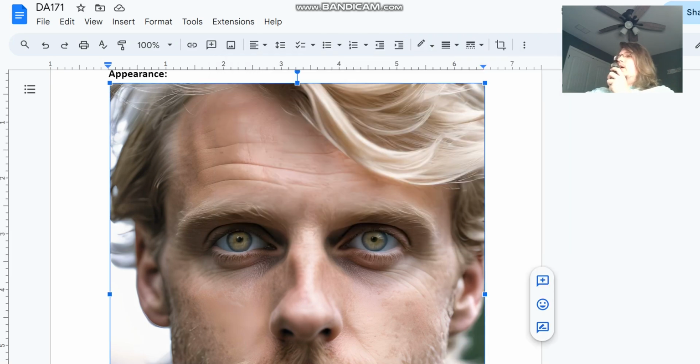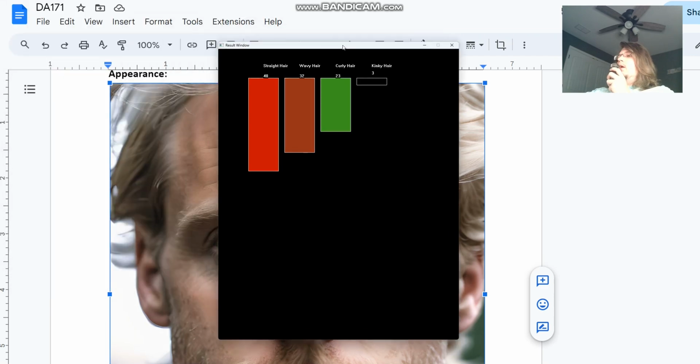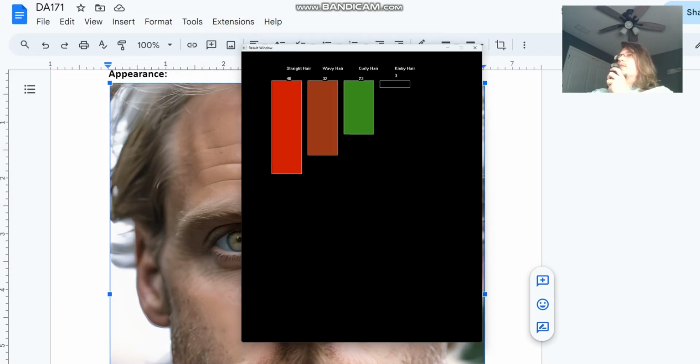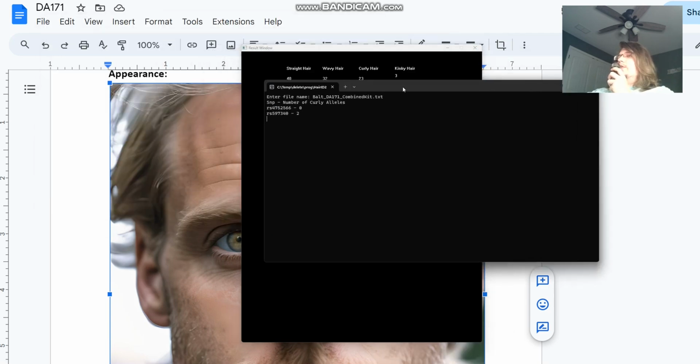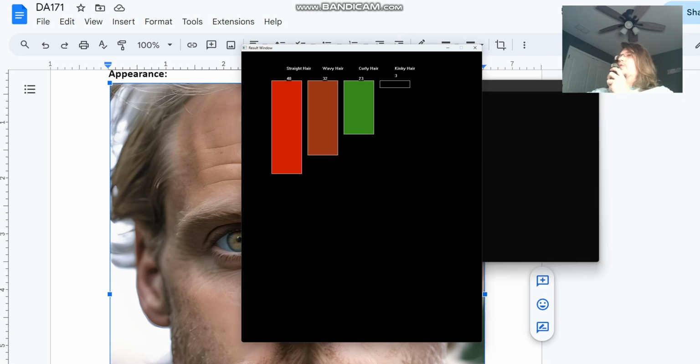And for hair shape, this is his predicted hair shape. It's straight hair, followed by wavy hair. But this is not a very good prediction because this was done with only two SNPs. Only two genotypes were used for this calculation. So don't take it at face value, I guess.